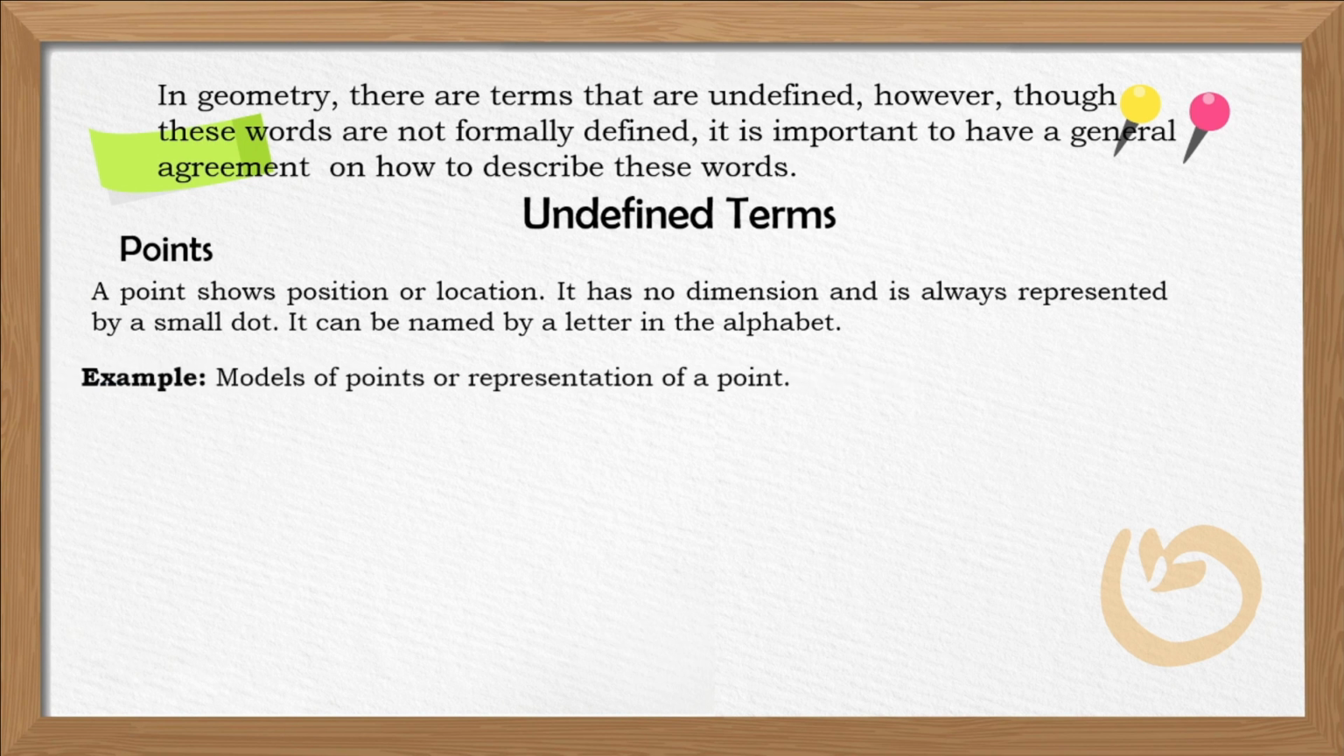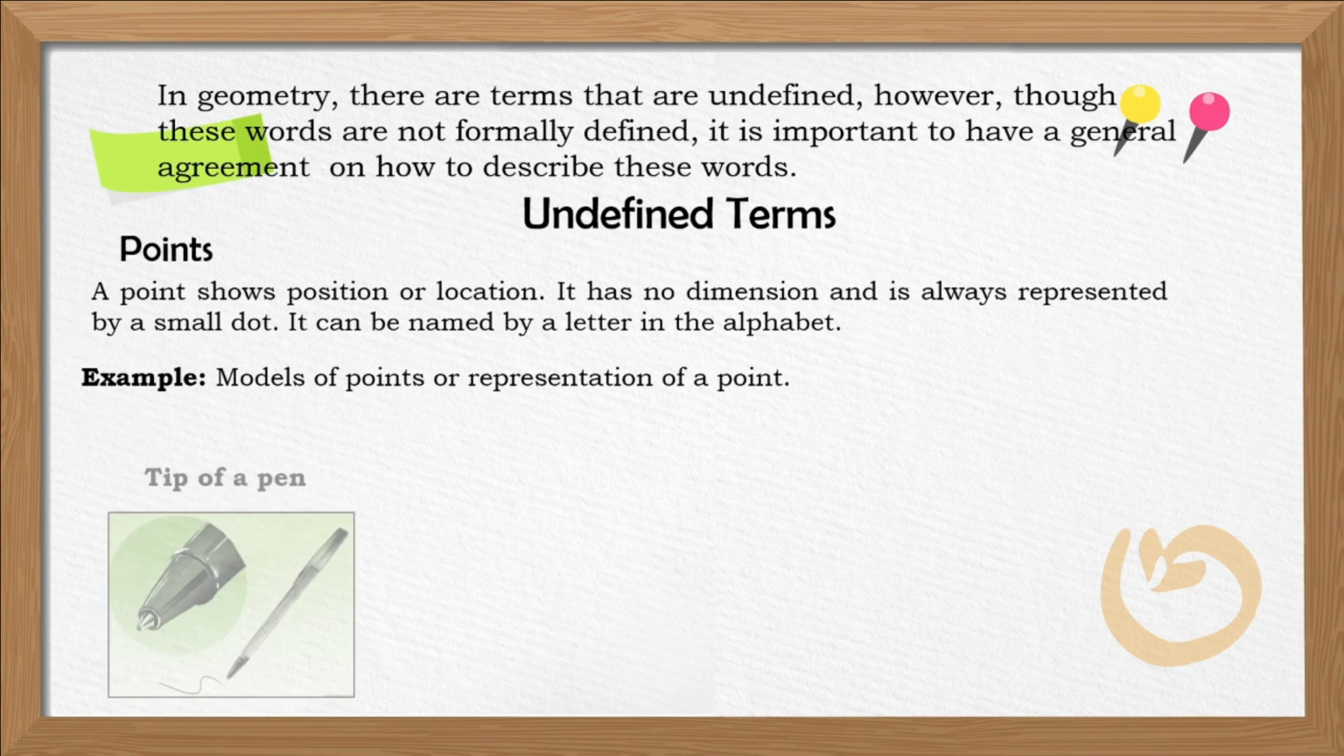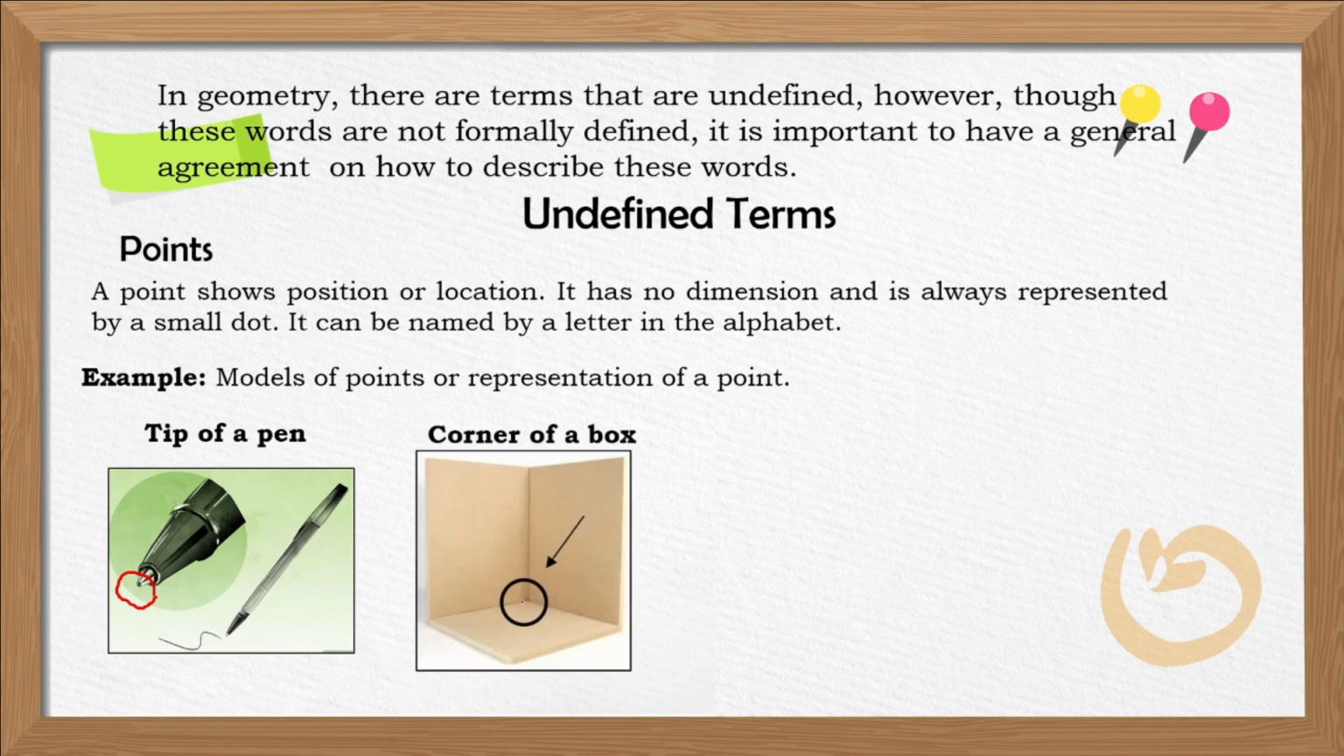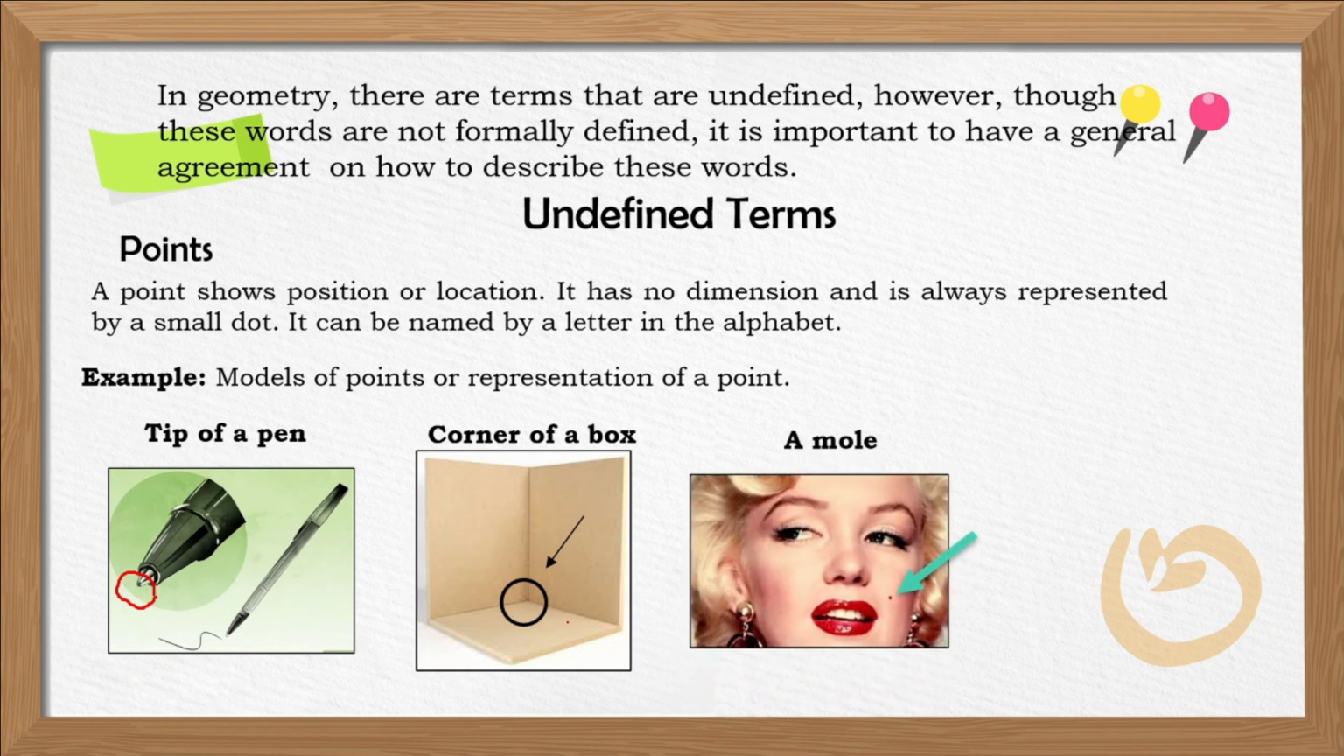Let us have examples of models of points, or representations of a point. Okay, we have the tip of a pen. So as you can see, the tip of the pen is a representation of a point. Another example, the corner of a box. So that is one of the representations of a point. And we also have a mole. So this is a representation of a point.